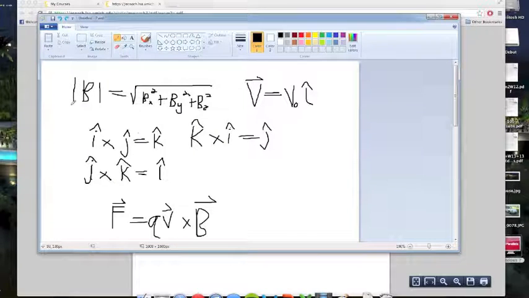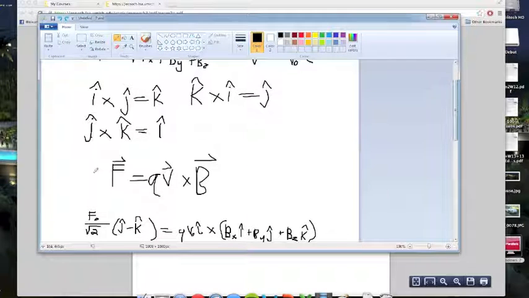The magnitude of the magnetic field is going to equal the square root of bx squared plus by squared plus bz squared. And we know the velocity is equal to v naught i hat. Here are a couple cross products that are going to come in handy during this problem. i hat cross j hat equals k hat, k hat cross i hat equals j hat, and j hat cross k hat equals i hat. We also need to know that the force is equal to the charge times the cross product of the velocity and the magnetic field, v cross B.